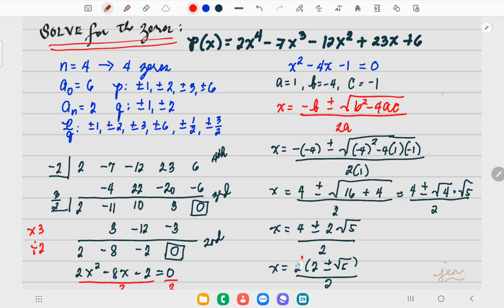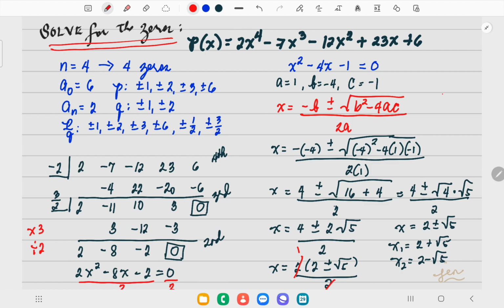So that we can say 2 divided by 2 is 1, giving us x is equal to 2 plus or minus the square root of 5. So we now have the zeros. First value, 2 plus the square root of 5. Second value, 2 minus the square root of 5.